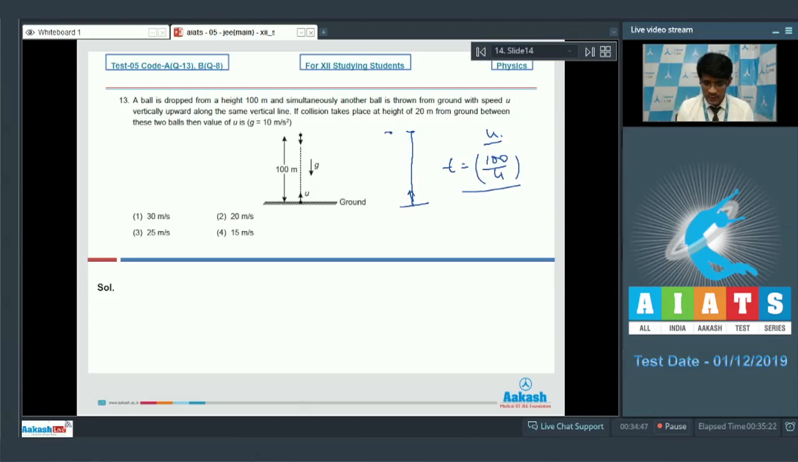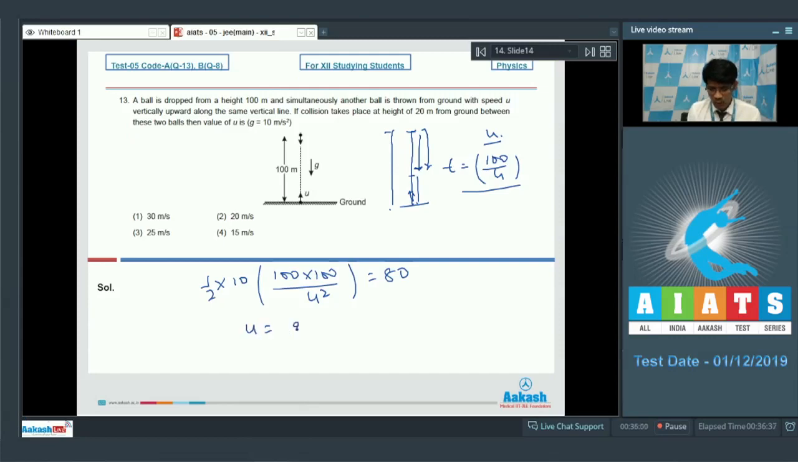Now this distance is 100, and here it is 20. So definitely this distance will be 80 meter. So this particle must have fallen through a depth of 80 meter in this much time. So I would say 1 by 2 times g, which is 10, times t square, that is 100 into 100 divided by u square, must be equal to 80. Evaluate this part and we shall get the value of u to be equal to 25 meter per second. That's the answer for question number 13. Option 3 is the correct answer.